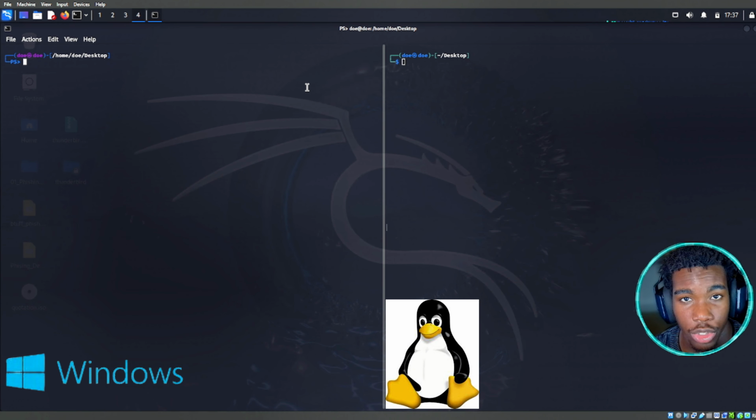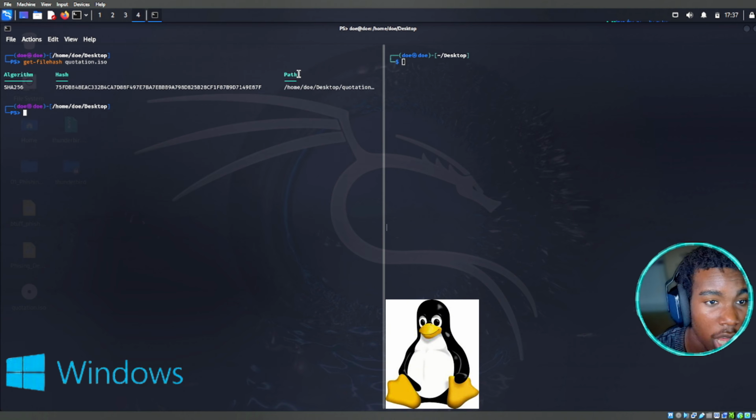Now, first to demonstrate this in PowerShell. We're actually in PowerShell right now, even though we're on a Linux operating system. If you just run the pwsh command, you're able to go ahead and use PowerShell. If you're on Windows, you can do the same exact thing here in PowerShell. And we just use the Get-FileHash command, and then you put the name of the file that you want to look at, quotation.iso, and it automatically gives you that SHA-256 hash.